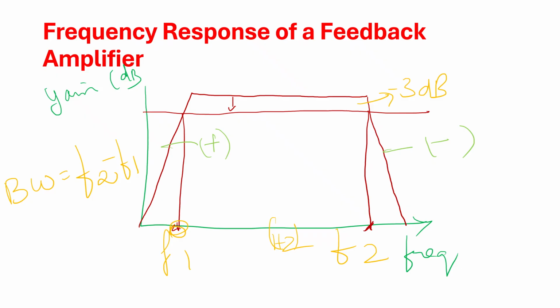In negative feedback, we have four types of connections which you can make according to the load requirement: voltage shunt feedback, voltage series feedback, current shunt feedback, and current series feedback. We have also discussed the frequency response of the feedback amplifier circuit. Thank you.